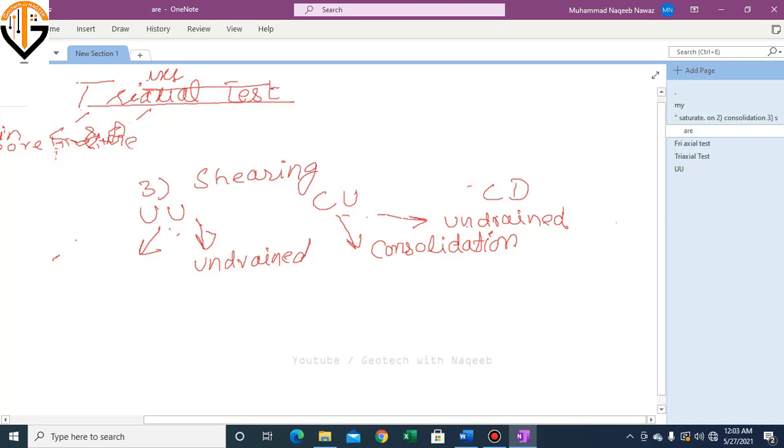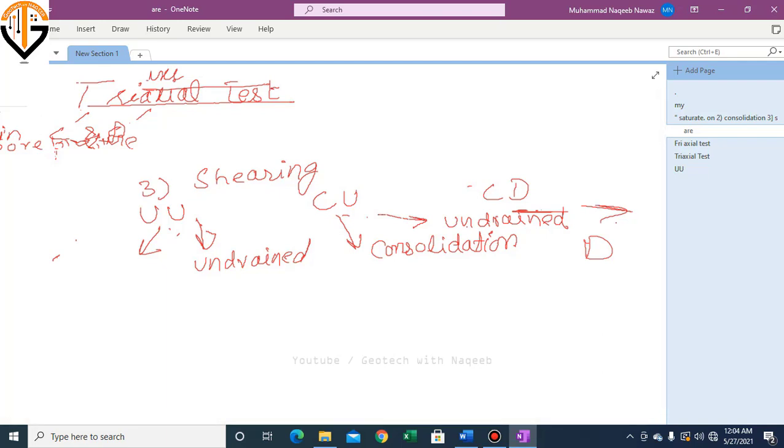And the next one is CD. CD means there will be consolidation in the second stage, and during shearing there will be a drained condition. D stands for drained. So this is the concept of UU, CU and CD, and this is how these three types of tests differ from each other.